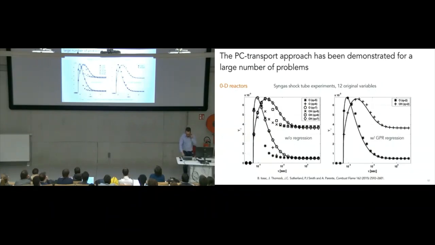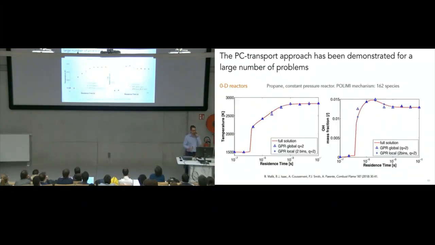Then we expanded this to very complex mechanisms, still in 0D reactors. So the original mechanism here was 162 species, and you can do everything with two components, although you have to formulate your regression locally. Otherwise, you have to add more components. And then this is, of course, interesting, but it's still a toy problem because you are not interested in running 0D reactors. You are interested in running real simulations. Okay.